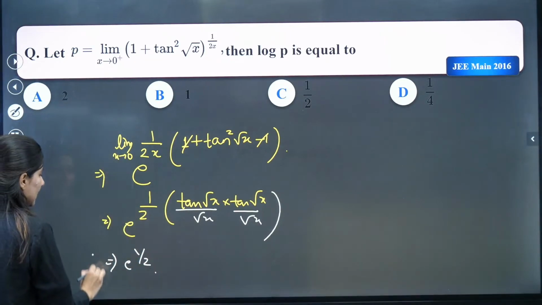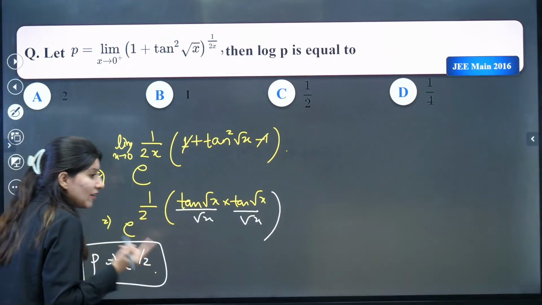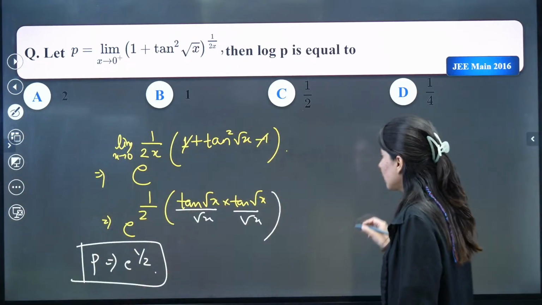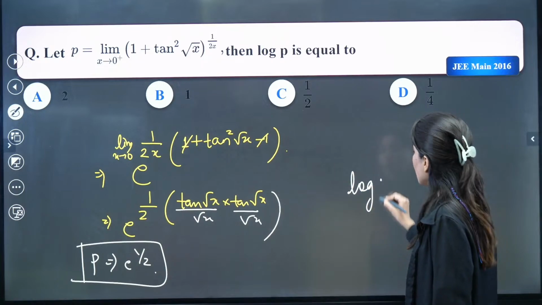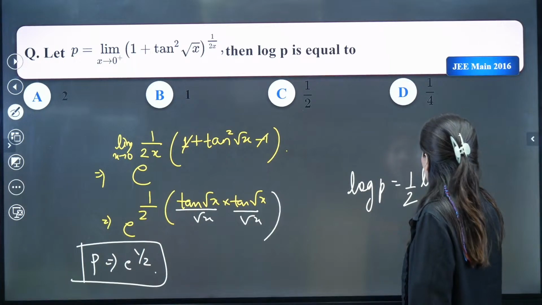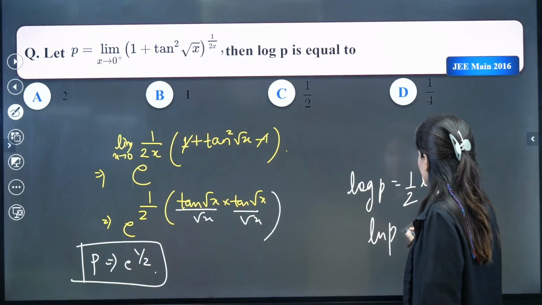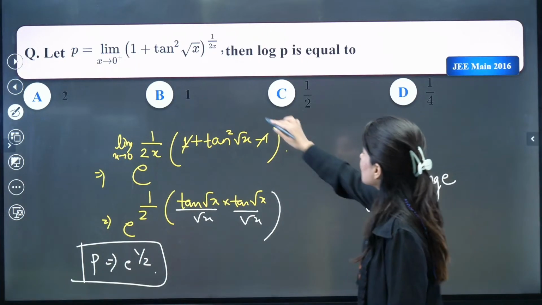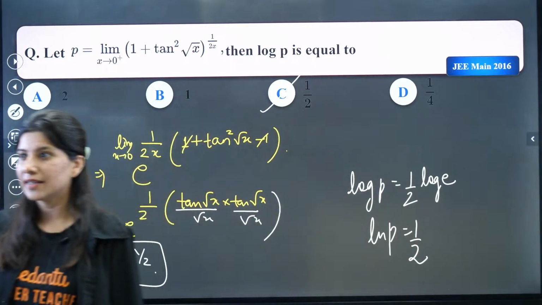Now p is nothing but e raised to power half. If I take log on both the sides, log p will be equal to half log e. And this is, log p will be equal to half. So option C is absolutely right.